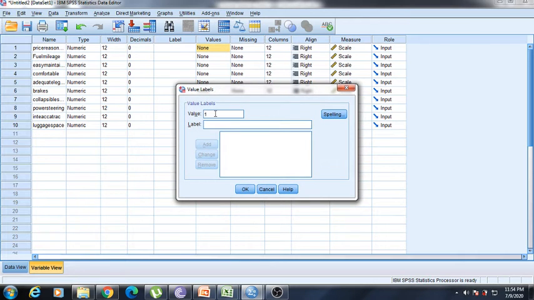So 1 is equal to strongly disagree, 2 is equal to disagree, 3 is equal to somewhat disagree, 4 is equal to neutral, 5 is equal to somewhat agree, 6 is equal to agree, and 7 is equal to strongly agree. So these are the 7 points we have considered for our data collection.